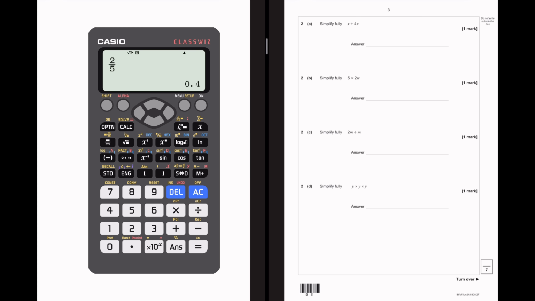Question 2 says simplify fully. We've got x plus 4x. So this involves collecting like terms. So you've got 1 lot of x plus 4 lots of x. So in total we've got 5 lots of x.